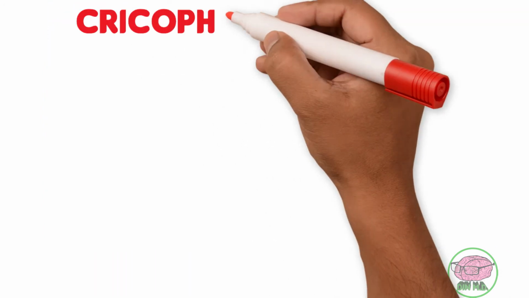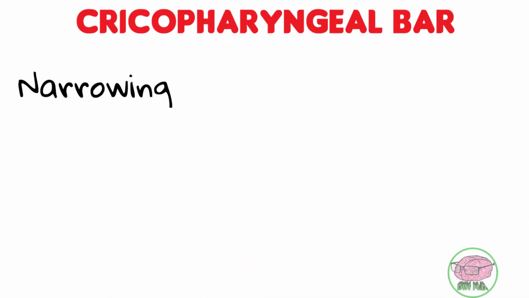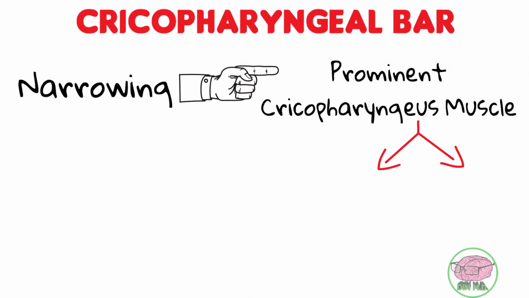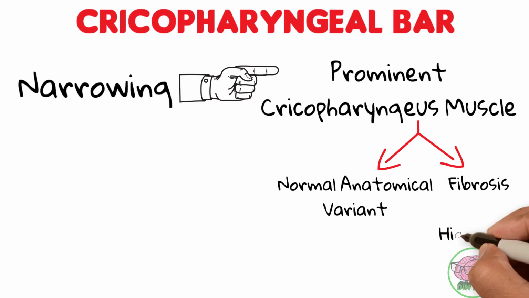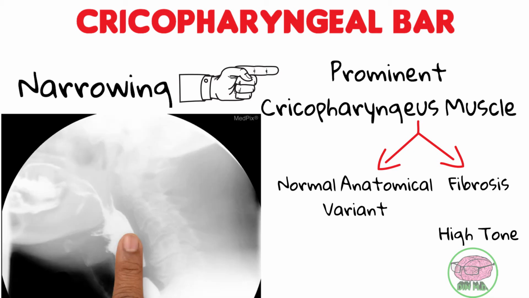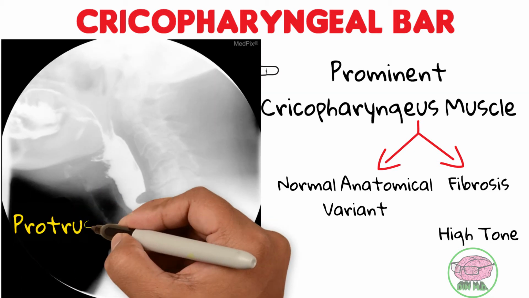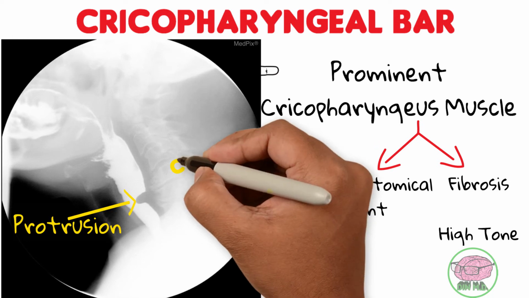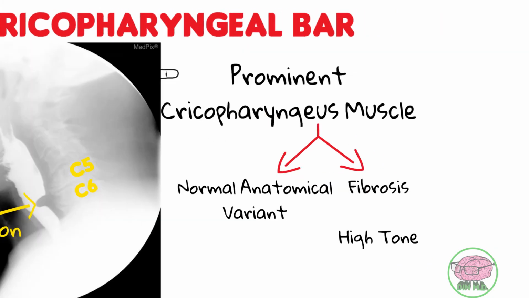A cricopharyngeal bar is a narrowing of the esophageal entrance due to a prominent appearance of the cricopharyngeal muscle. It can be a normal anatomical variant or secondary to fibrosis or increased basal tone of the upper esophageal sphincter. Remember that the cricopharyngeal muscle is part of the upper esophageal sphincter. As we can see in this esophagogram, there is a protrusion from the posterior aspect of the pharynx at the level of the C5-C6 vertebra.